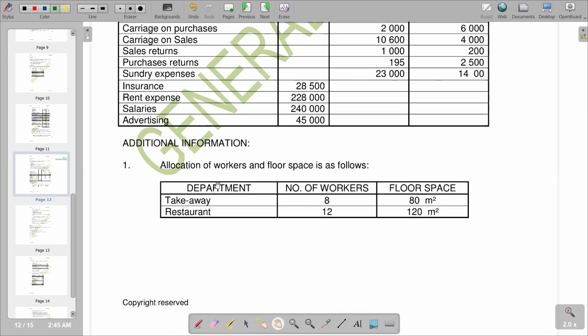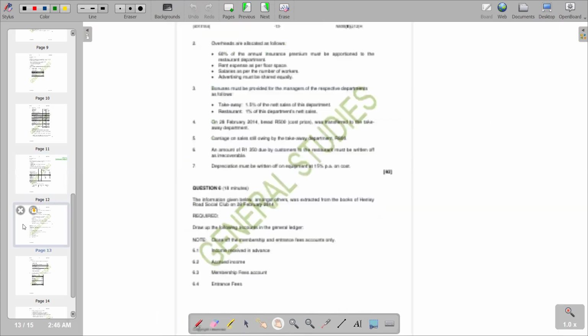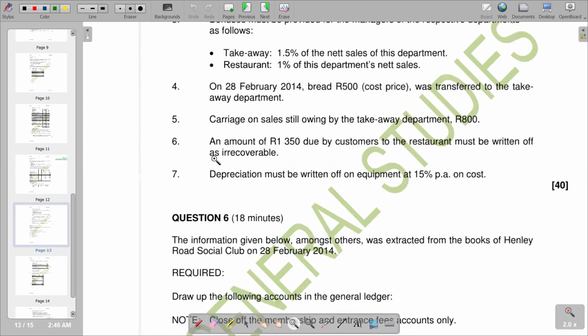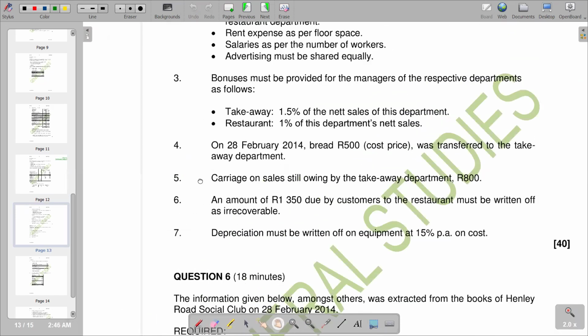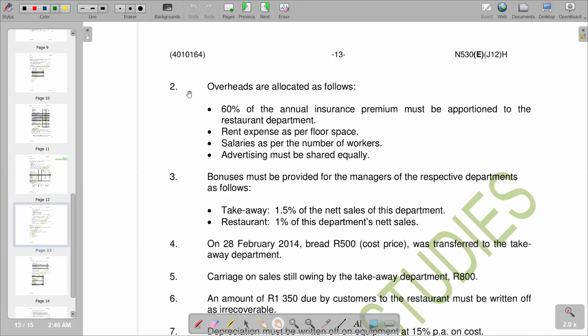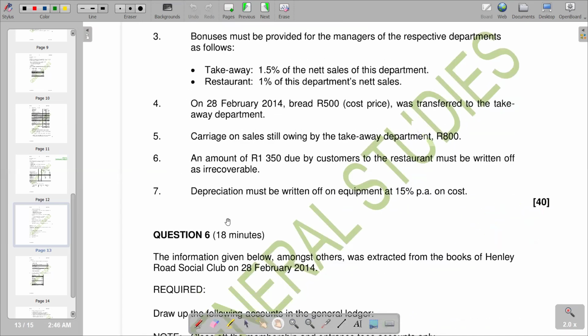Going down, we have additional information. We start with additional information number one, which is the allocation of workers and floor space. You need to go through the information we are given. Then, going to the next page, we have a continuation of the additional information, from information 2 going down to information 7. This is the information you need to go through before you start to answer the question.